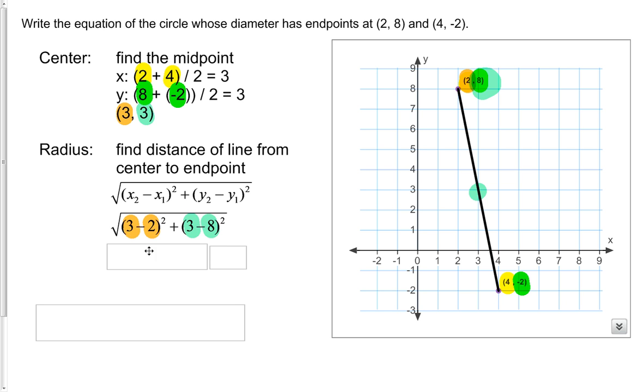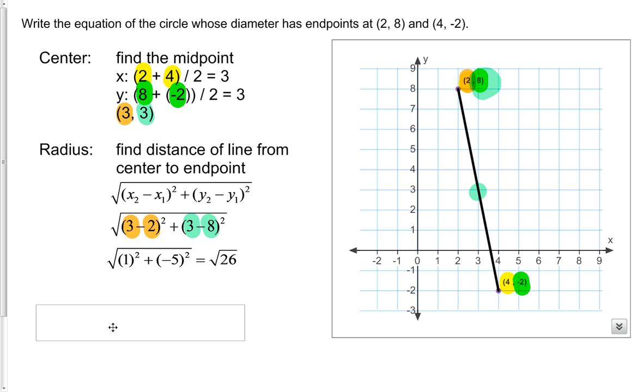Subtract these, and we're going to get 1 squared plus -5 squared. Again, if we subtract in the wrong order, it's not a big deal since we're squaring away the sign when we're using the distance formula. So we can be a little bit sloppy with the distance formula. And what this is going to equal is 1 plus 25, or the square root of 26. So our radius is the square root of 26.